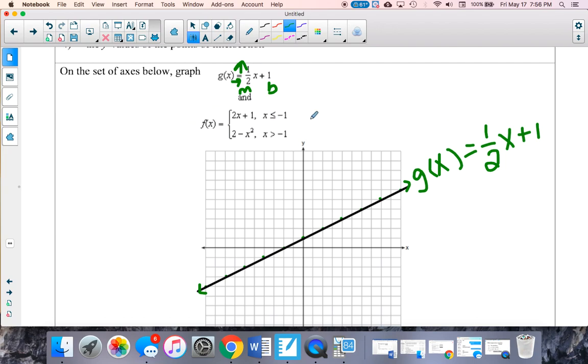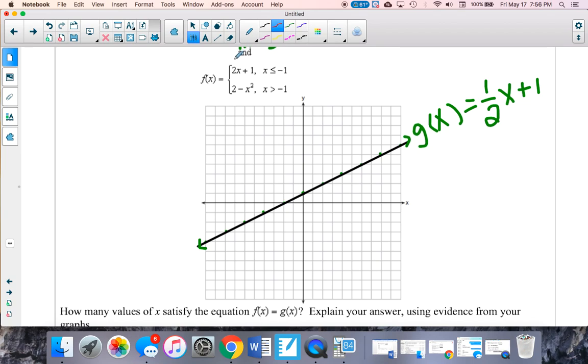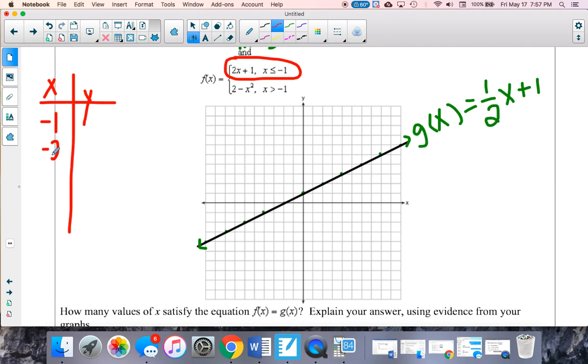Okay, so this is a piecewise function because we got two different functions here. I'm going to do this first one in red. It says f of x equals 2x plus 1 wherein x is less than or equal to -1. So what that means for you is that when you make your table, we need -1 and I want numbers that are less than or equal to -1. So I got -2, -3, -4, and so on. It goes on forever. Okay?